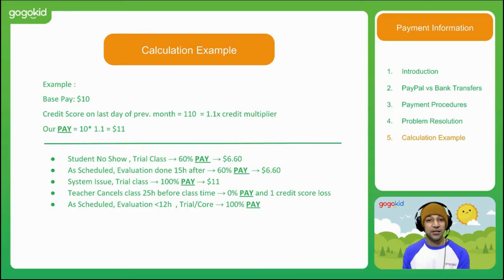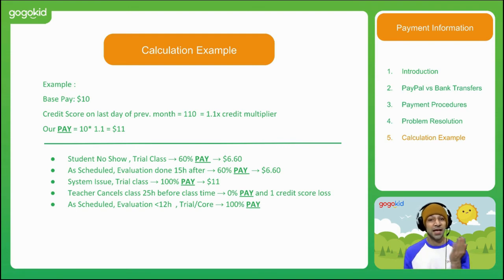Now, let's take a look at an example. For this example, let's say we have a base salary of $10, and the credit score you had on the last day of the previous month was 110. That gives us a credit multiplier of 1.1 times, a 10% increase over your base pay. So that would put our base pay times our credit multiplier at $11. If we had a student no-show for a trial class, that would be 60% of $11, which is $6.60.